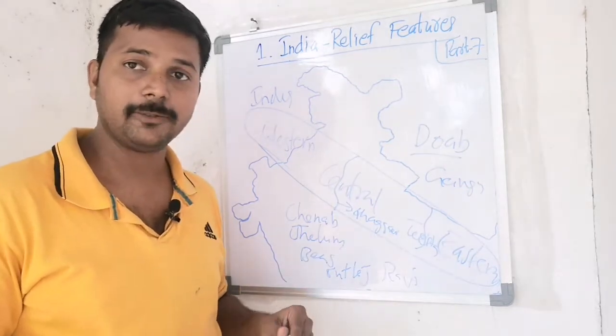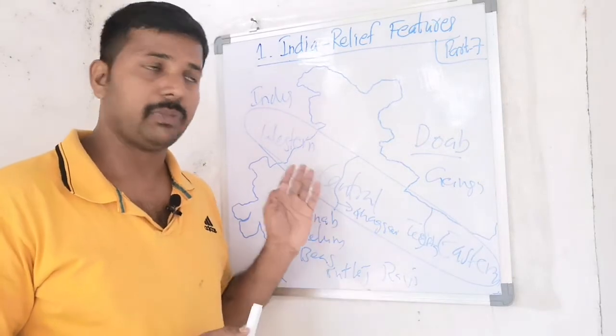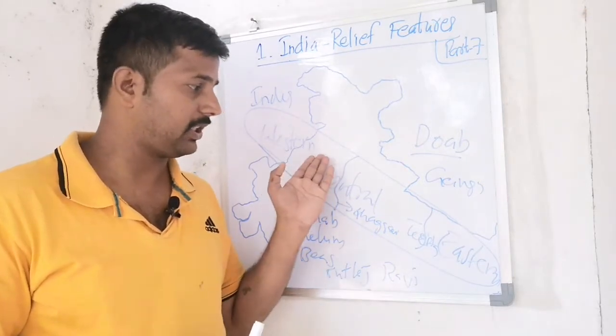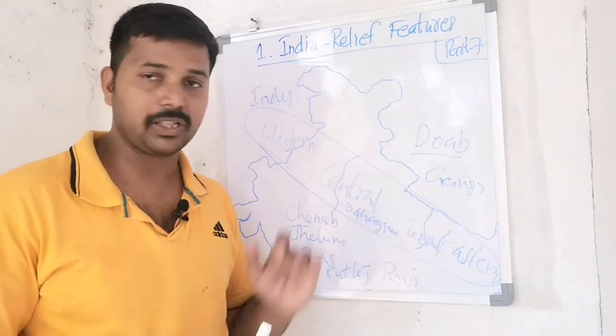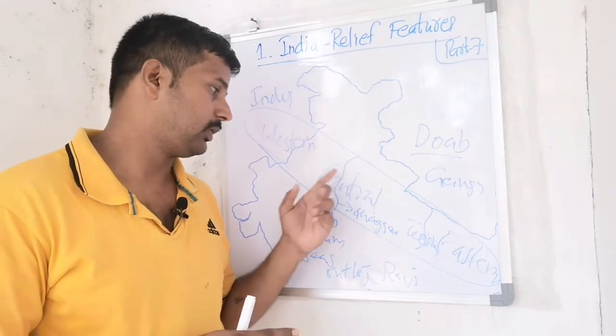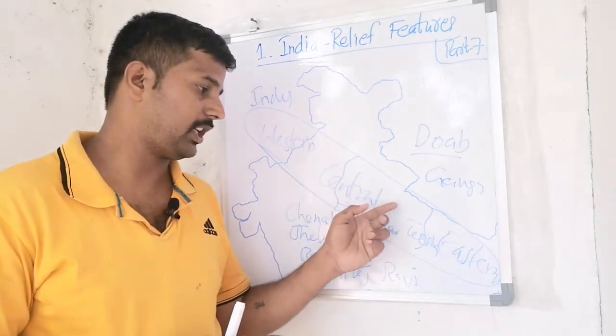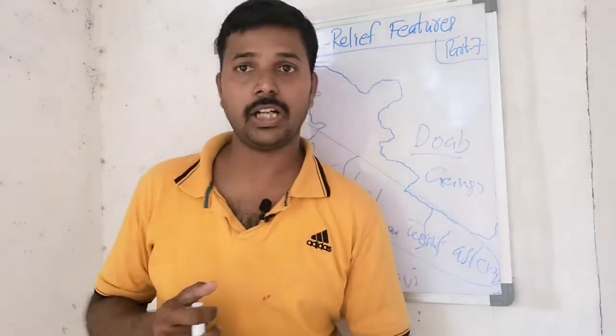Okay, so in that way the Ganga plain, also known as the central part, is mainly located in the portion of Uttar Pradesh, Bihar and West Bengal. Okay, so the central part is mainly located in 3 states: Uttar Pradesh, Bihar and West Bengal. So this is about the Ganga plain or central part.